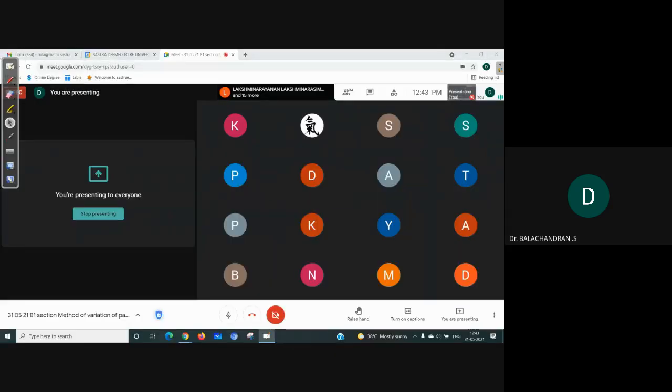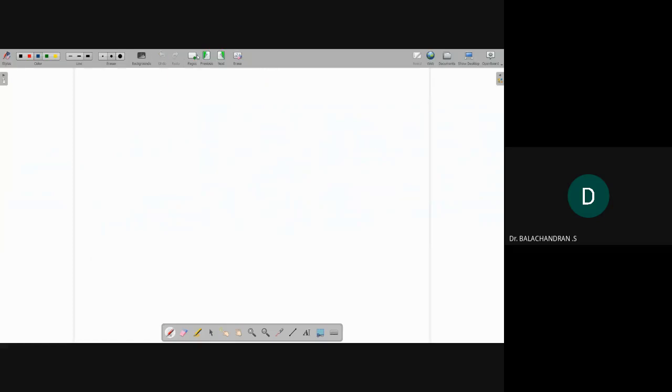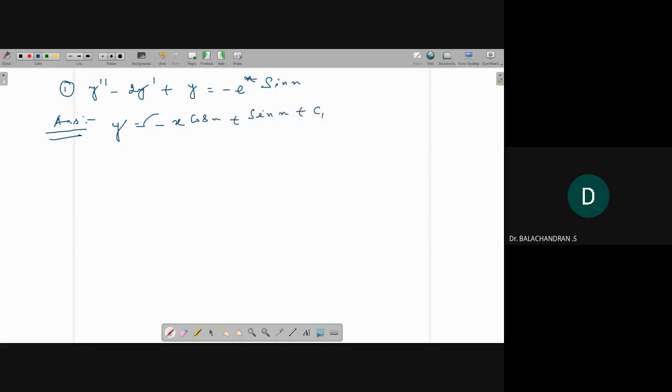Now I will give some practice problems to you. First problem: y double dash minus 2y dash plus y equal to minus e power x into sin x. So the solution is y equal to minus x cos x plus sin x, plus c1 into e power x, plus cos x plus c2 into x into e power x.